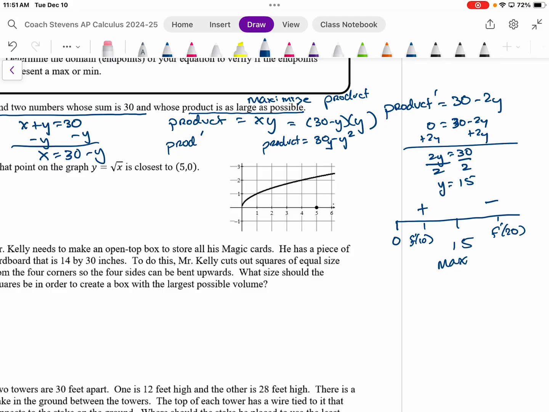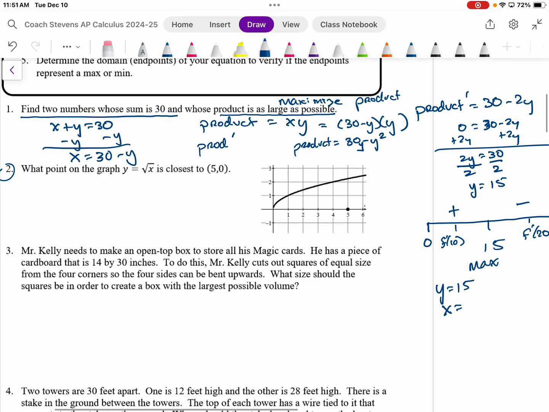Well, in this case, if y is 15, what does x have to be? x has to be 15 too, right? If I know y is 15, can I come back to this first equation up here and say, well, what's 30 minus 15? If I do 30 minus 15, that tells me that x has to be 15. And so what's my max product? What's my max product that I could get? What's 15 times 15? 225. Remember, us 8th grade teachers made you guys memorize some perfect squares.